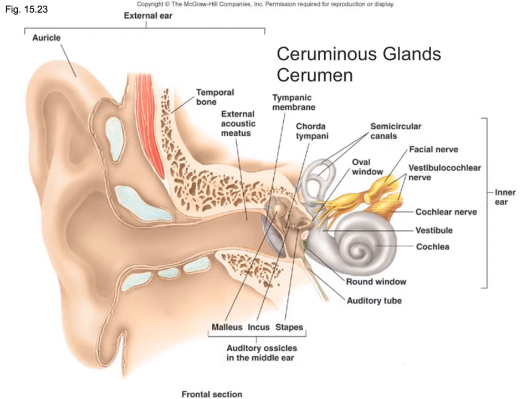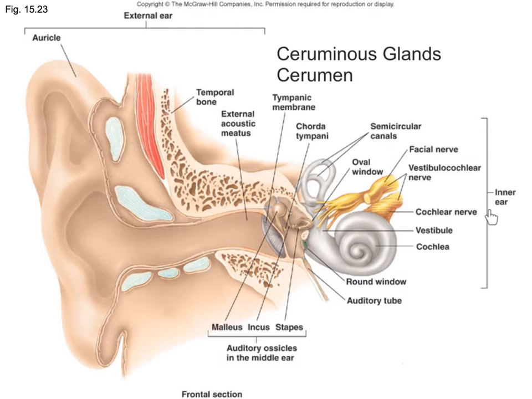So the ear is divided into three different areas. There is the external ear, and that is everything from the tympanic membrane out. Then there is a middle ear, which is just on the other side of the tympanic membrane, all the way until we get to the oval window and the round window. So this space in the middle is the middle ear. And then all the way on the inside, we have structures of the inner ear.